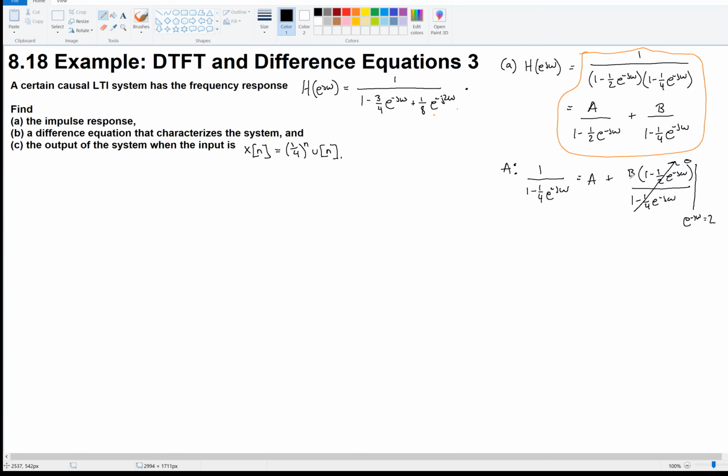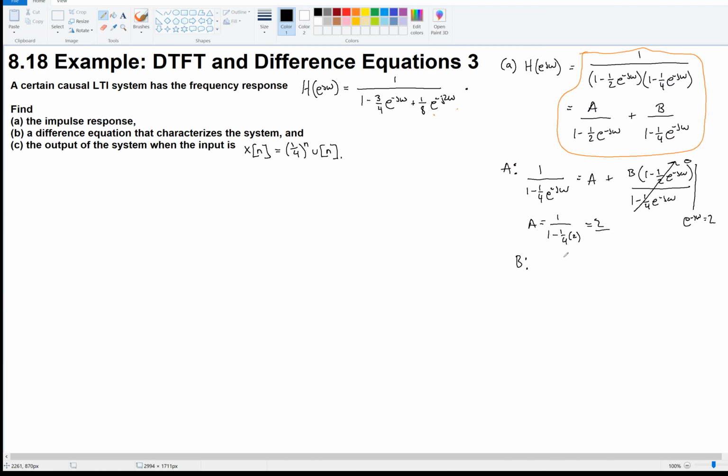So that wipes out the unknown B, and then I'm left with A equals 1 over 1 minus 1/4 times 2. So 1/4 times 2 is 1/2, so I've got 1/2 there. So A is 2. So can we do B in our head? Multiply by B's denominator and set e to the minus j omega to be whatever makes B's denominator 0. So can we do it?